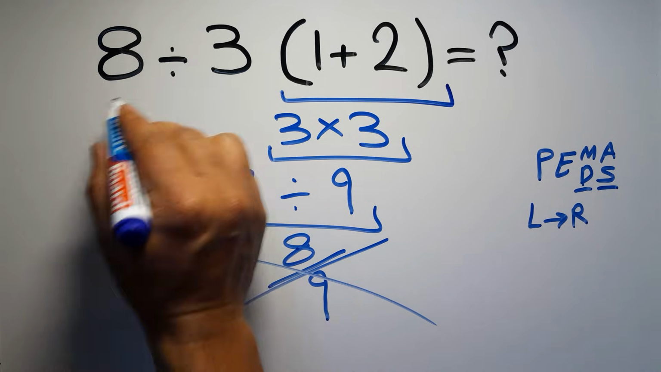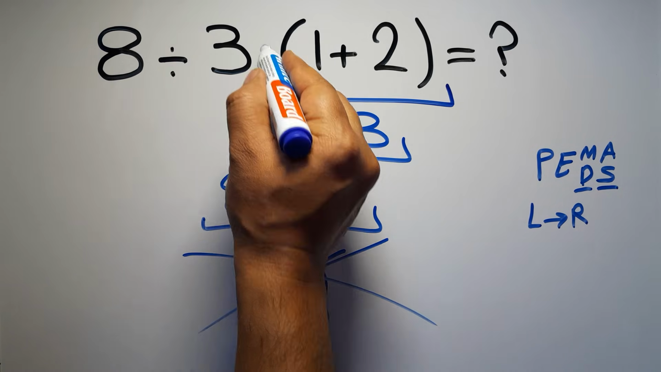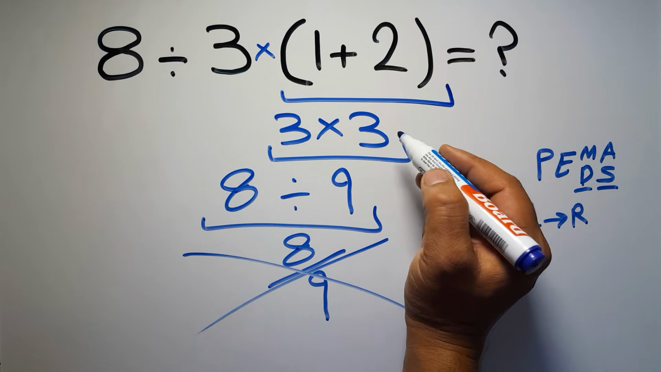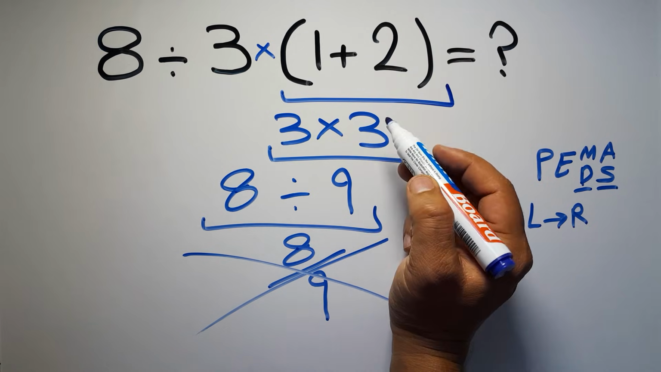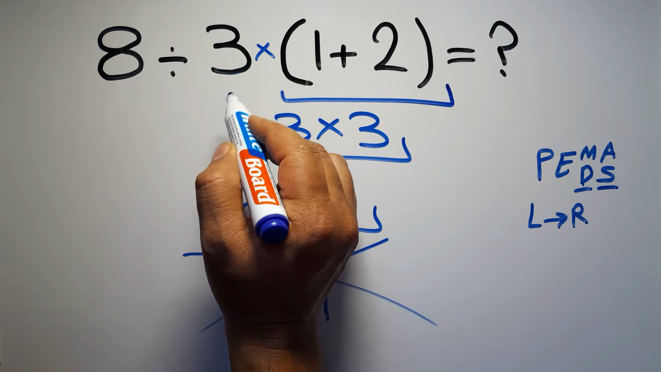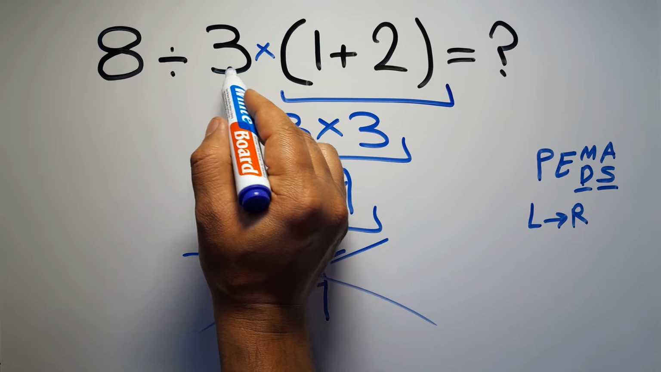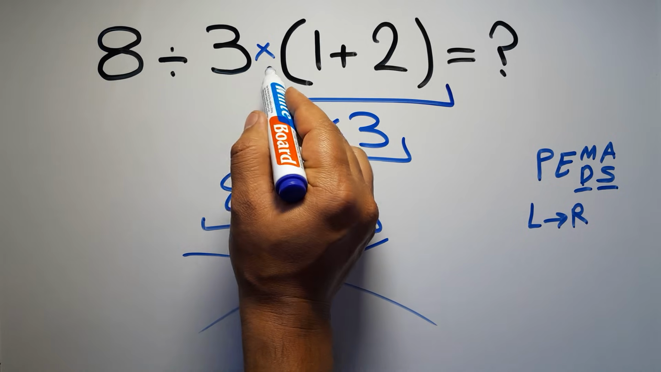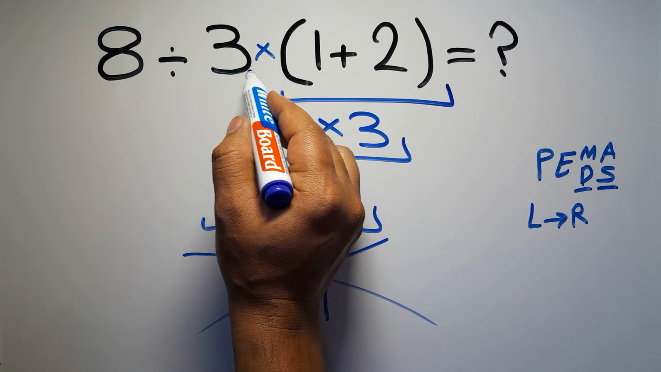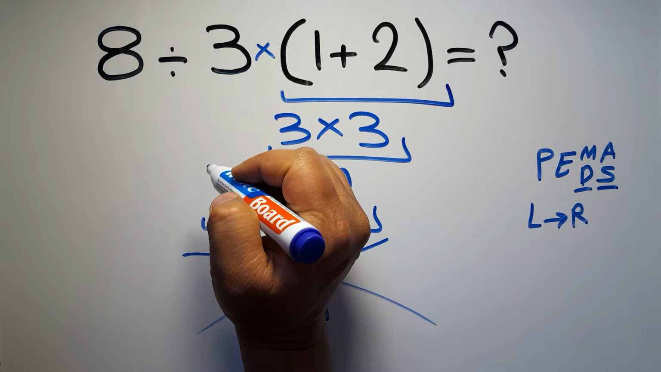Okay? In this expression, we have one division, one multiplication, and one parentheses. Inside this parentheses, we have one addition. Here we have a multiplication because in mathematics, when a number is placed next to parentheses, it means multiplication. And we usually don't write the multiplication sign for brevity.